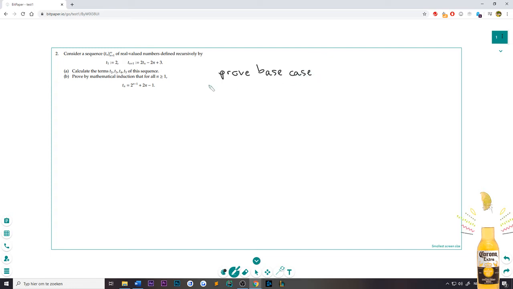Prove base case. And so we know that our base case is t of 1, right? And so we plug in t of 1 in here, right? So that's 2 to the power 1 minus 1 plus 2 times 1 minus 1. So that's 2 to the power 0 plus 2 minus 1. So that's 1 plus 2 minus 1 is 2, right? And that's what it says here. And so therefore the base case has been proven. Okay? So we've proven the base case, and that's the first thing you do.